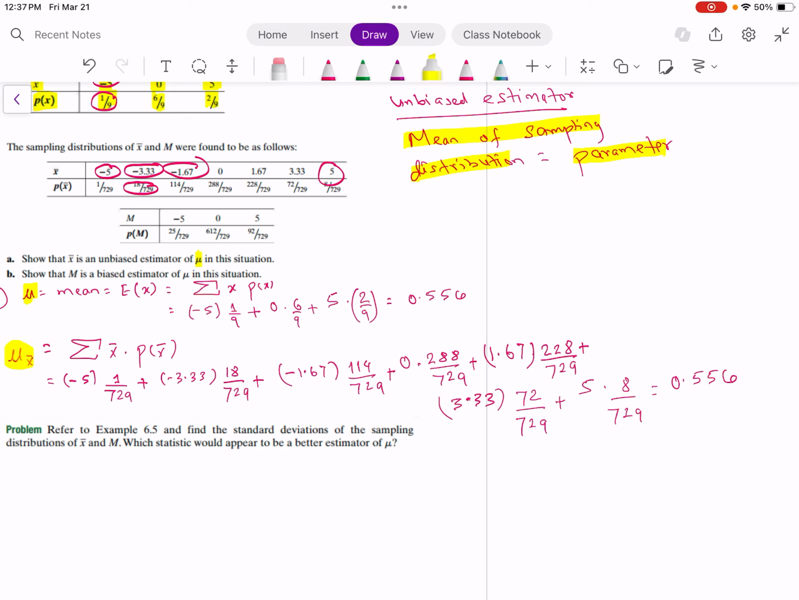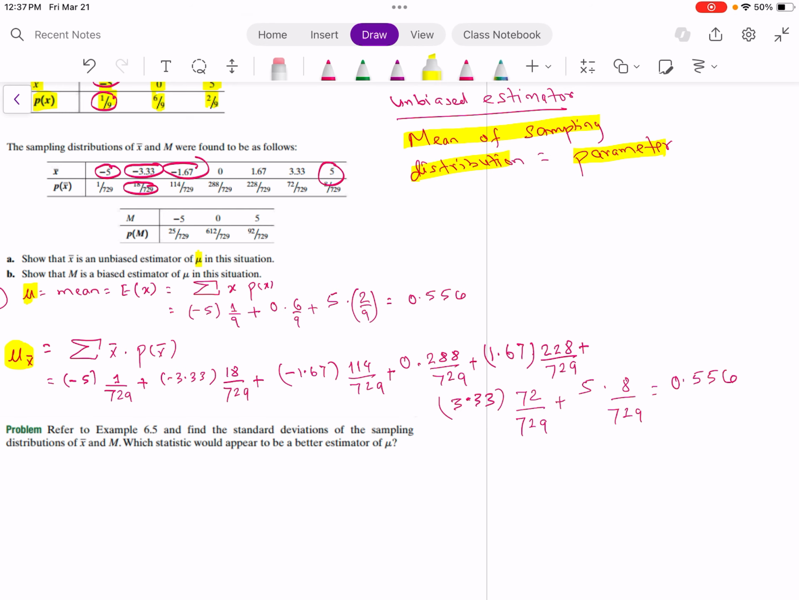And what is this mu of x bar? What is the difference between mu and mu of x bar? Mu is a parameter, right? And mu of x bar is a mean of a sampling distribution. Mu is also a mean, okay? Both of these are means.